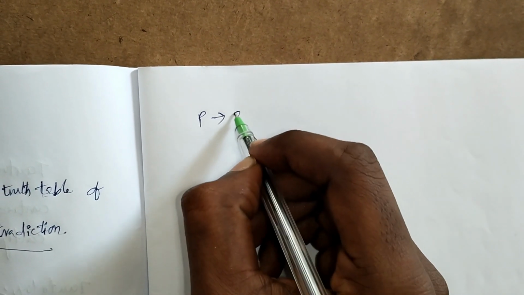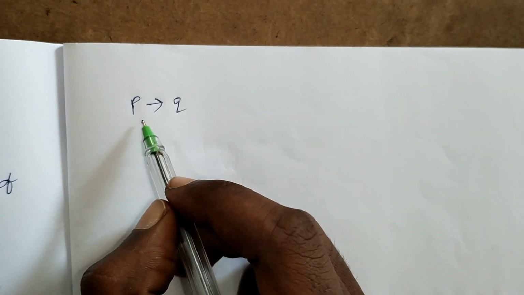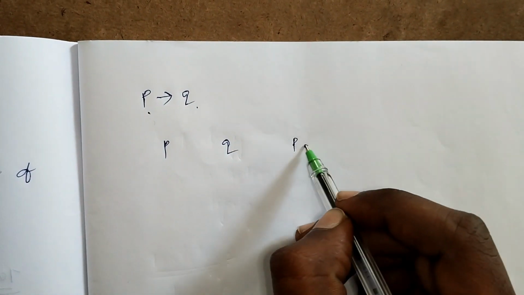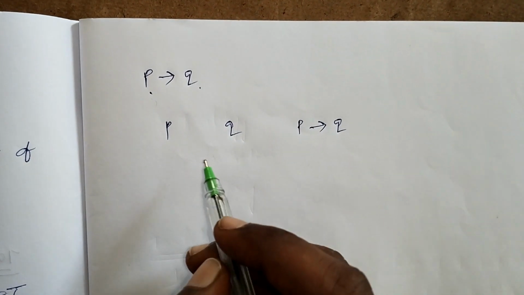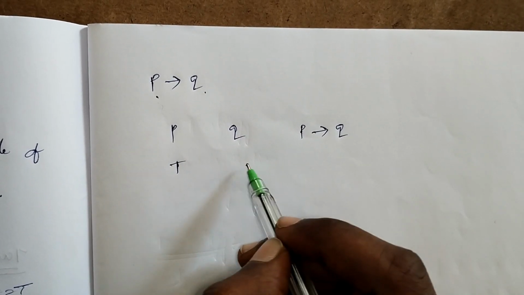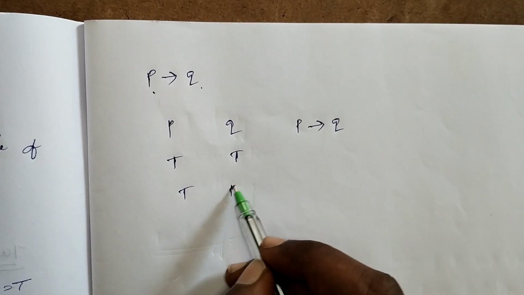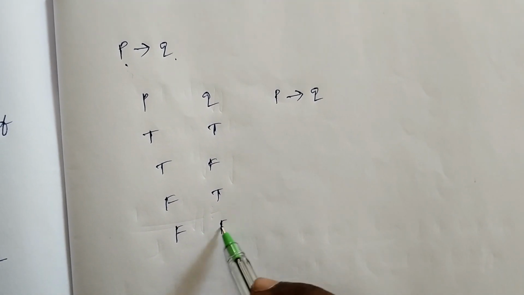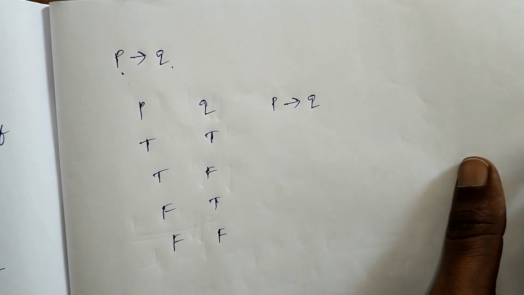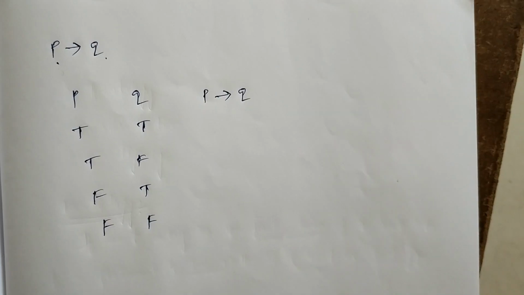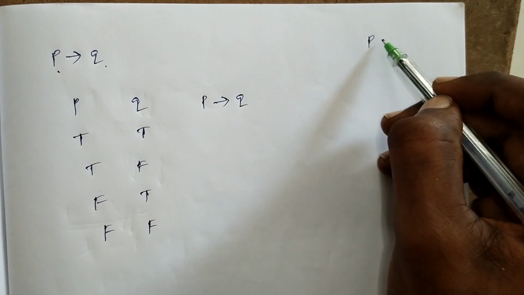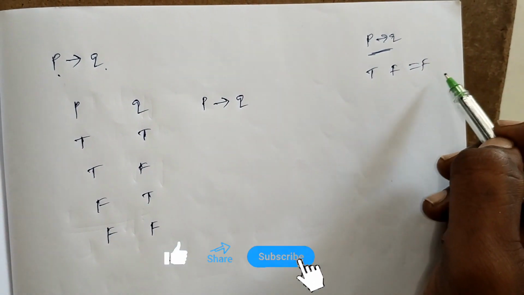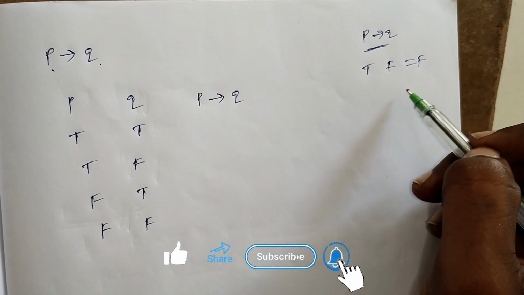P implies Q. So here two statements, P is one statement, Q is another statement. P, Q and P implies Q. Two statements means four combinations: true true, true false, false true, and the last one is false false. P implies Q. The condition of P implies Q is that true false becomes false. Every other combination becomes true.